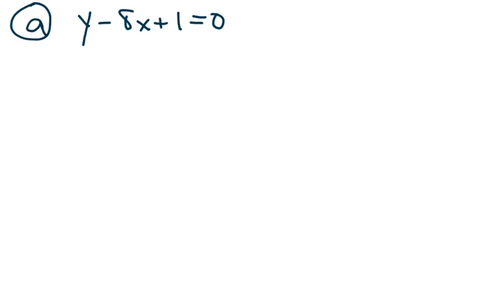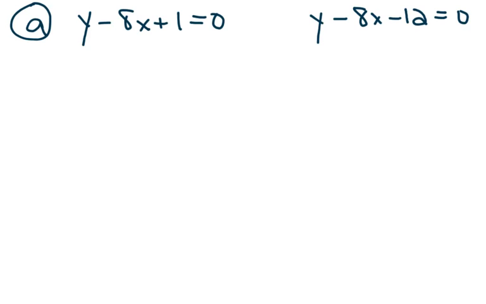So let's look at A. The two equations are y minus 8x plus 1 equals 0, and the other one is y minus 8x minus 12 equals 0. So in order to determine if these two lines are parallel, perpendicular, coinciding, or none of these, we're going to put them both in slope-intercept form.